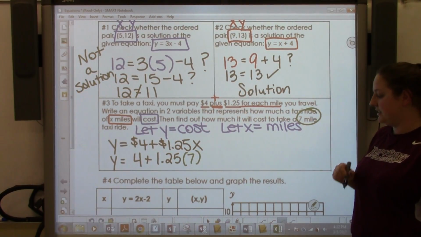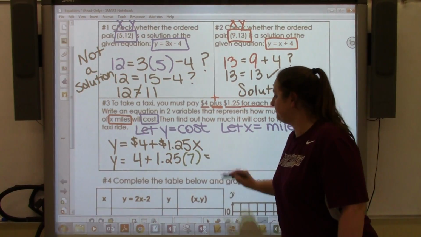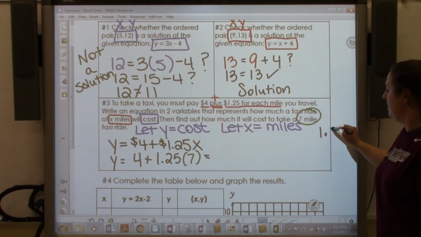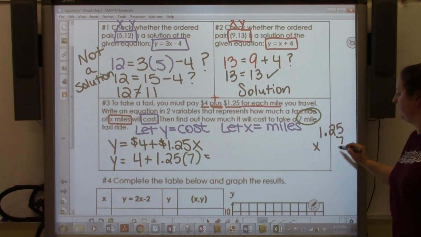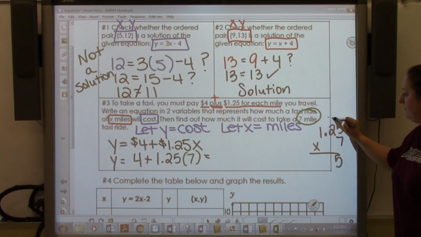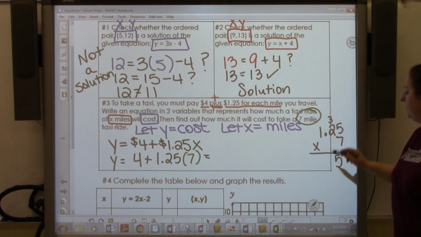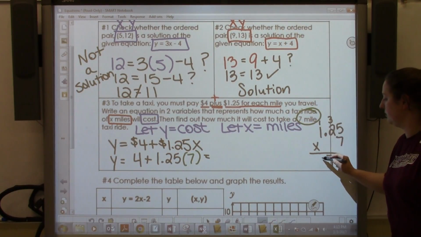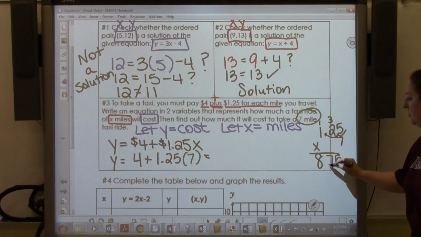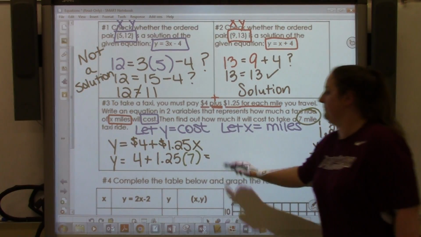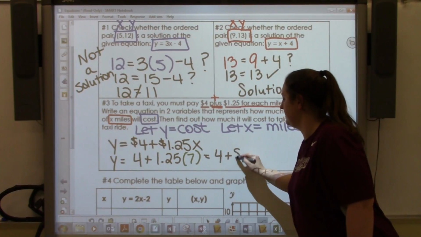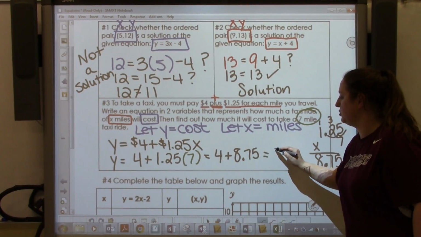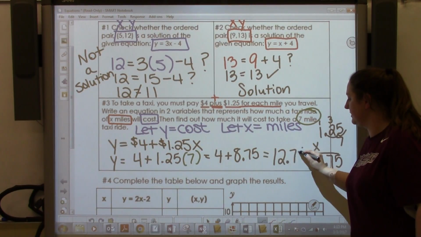Now, if you have your calculators, this might work out a little bit quicker, but let's work it out just in case you don't have it. $1.25 times 7. 7 times 5 is 35. 7 times 2 is 14. Plus 3 is 17. 7 times 1 is 7. Plus 1 is 8. And we need to move our decimal twice. So we get $8.75. So $4 plus $8.75. All right, 4 plus 8 gives us 12. So our answer is $12.75.